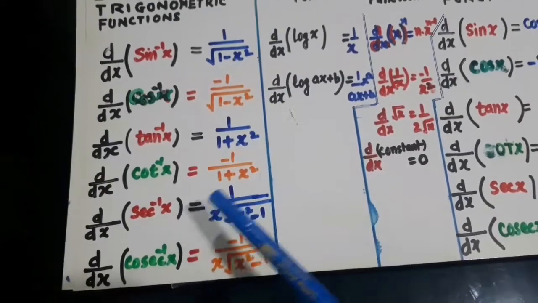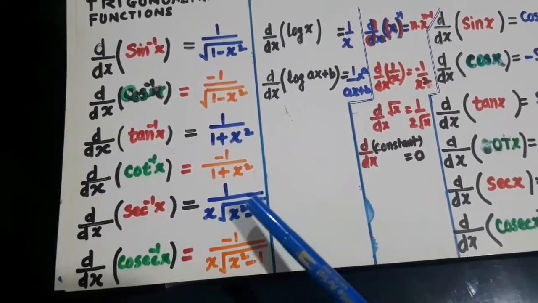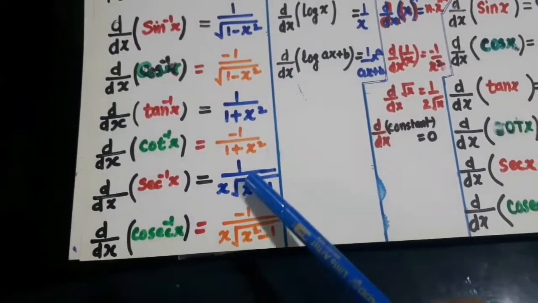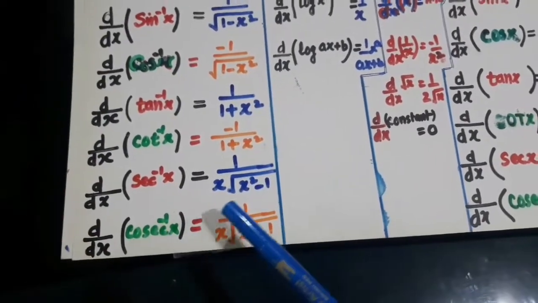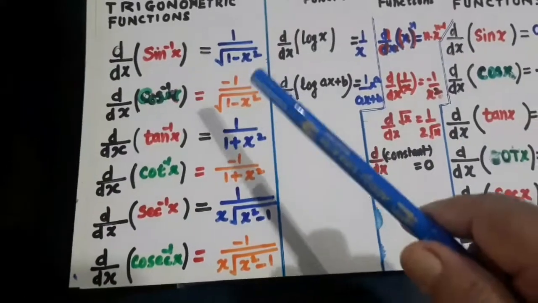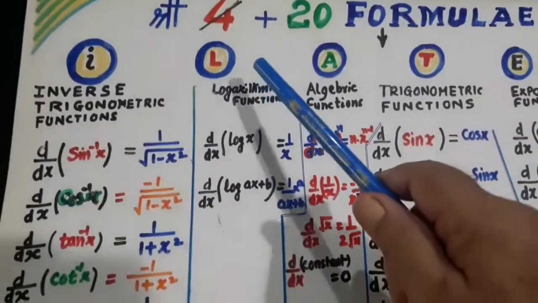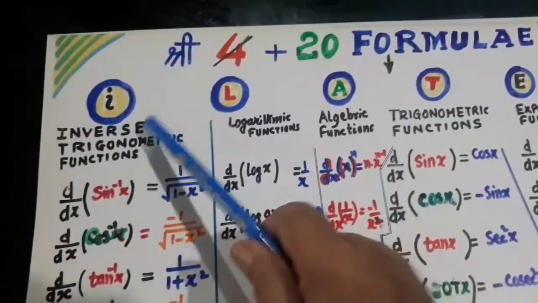ddx of sec inverse x, it is 1 over x into under root x square minus 1. ddx of cosecant inverse x, it will be the same but with minus. So these are the 6 formulae. Let us go to the next, L. I L A T E के हिसाब से L.